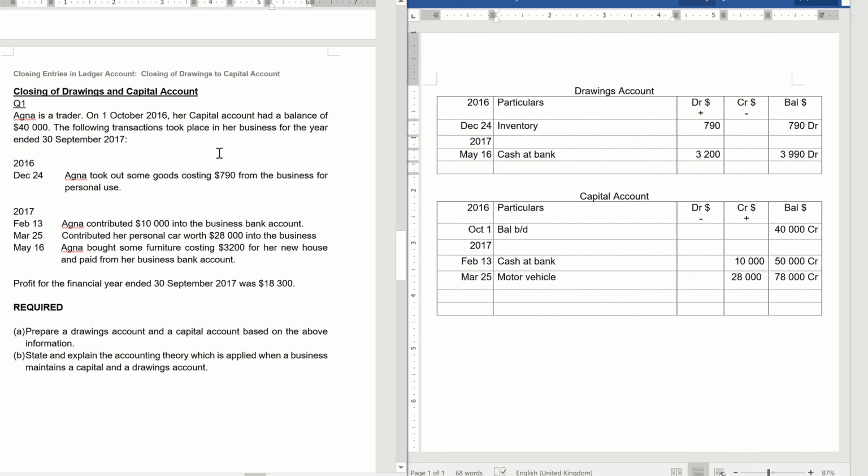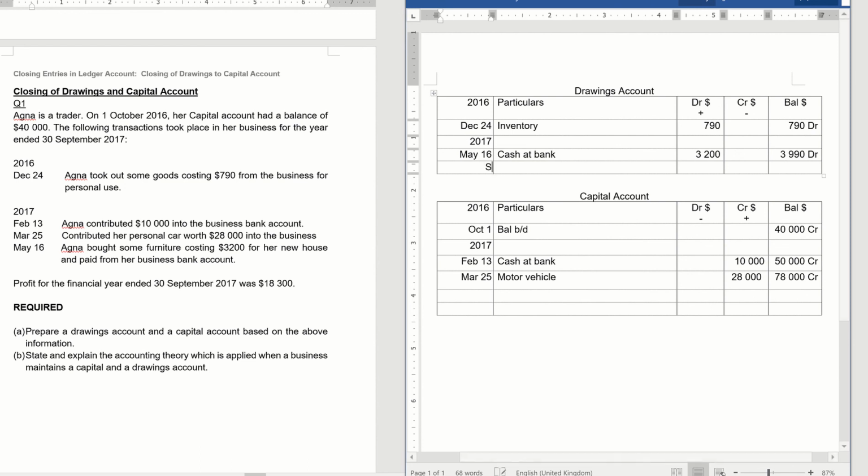The business actually ends on 30th September. So for this question, the business ends on 30th September 2017. So what you will do is write down the last day, which is September 30th. Okay, so we are going to close this account and make it 0. So how do you do it? You're going to transfer 3,990 to which account? You're going to transfer them to capital.